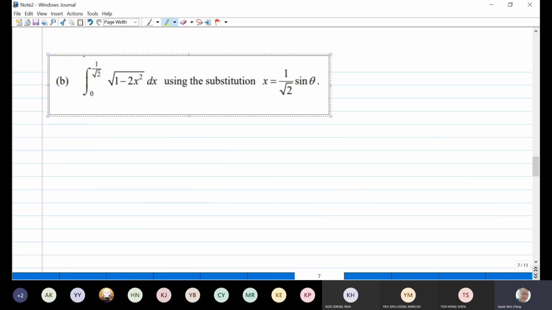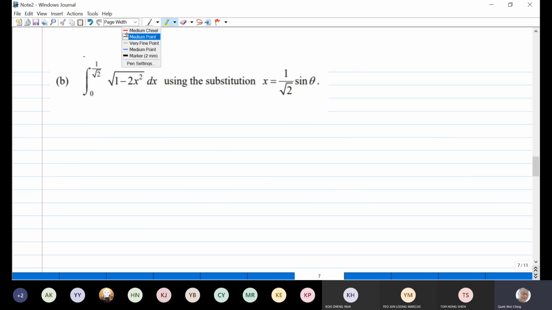They give you the hint already. The only thing is you try not to mess up, because they combine integration, trigo, everything together, so it makes things very messy. They give you the substitution. So let's try substitution. x is equal to 1 over square root 2 sine theta.